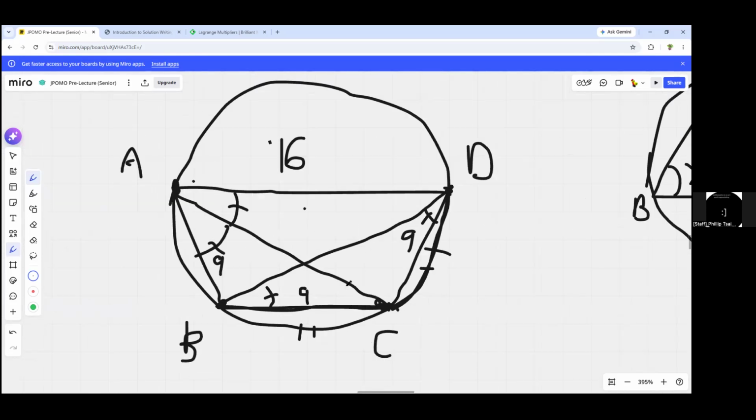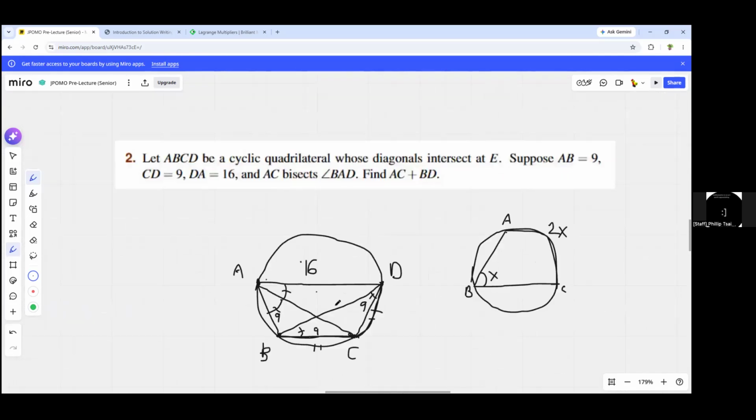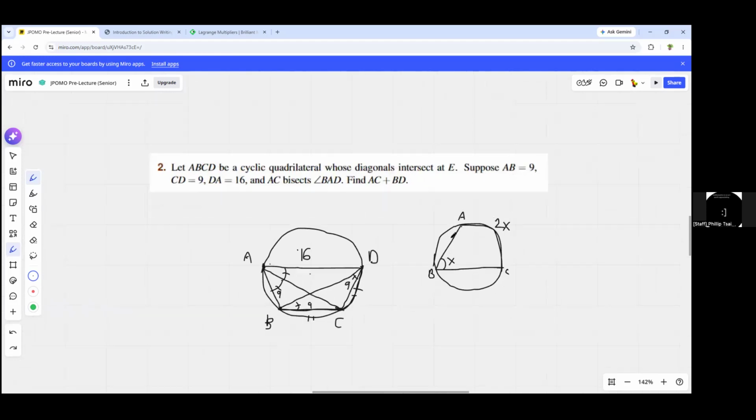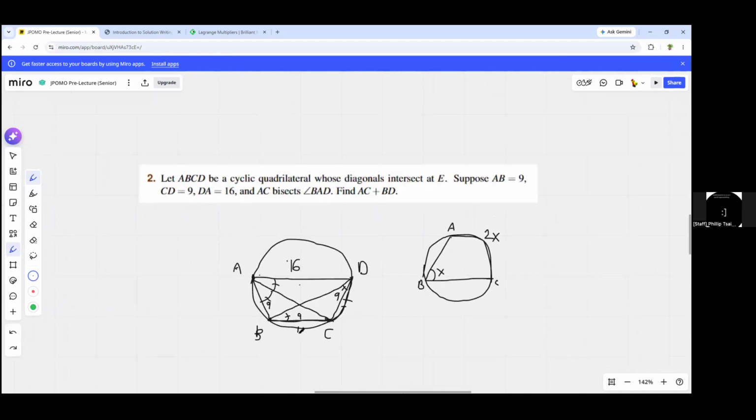Now we still need to find AC plus BD, right? So how do we use this information to find AC and BD?